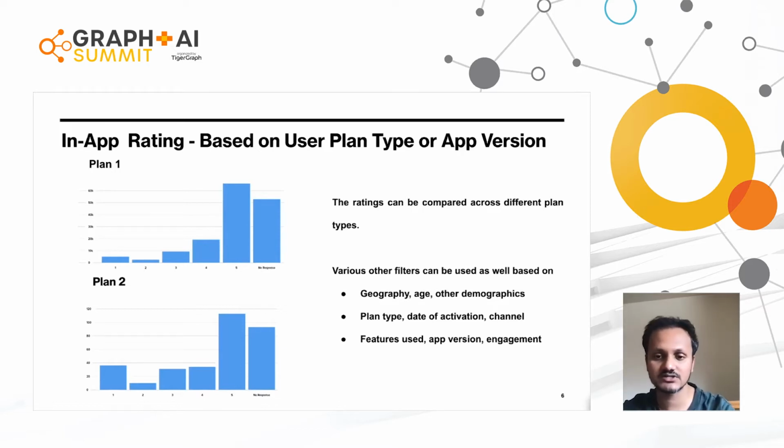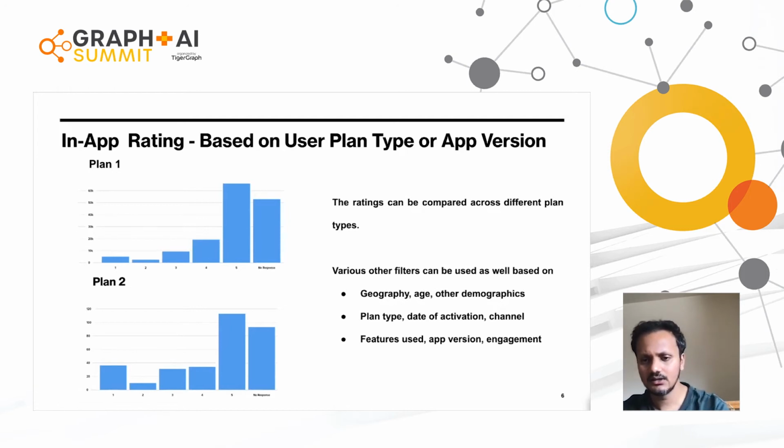You can also see based on plan type, when the user was activated, so how long they have been with the application, or the channel through which they came into the application. These can be very powerful insights. Let's say for some channel you're seeing lower satisfaction, maybe because of how you're promoting it, you're overselling or not setting the right expectations for the particular customer segment coming from a specific channel. So these are the types of insights you can gain from this and then constantly improve.